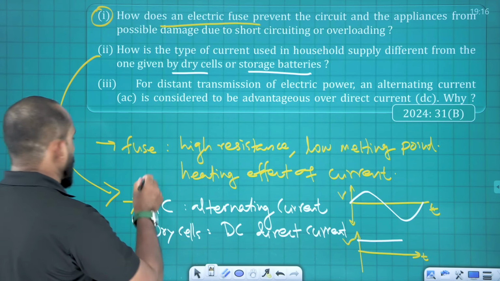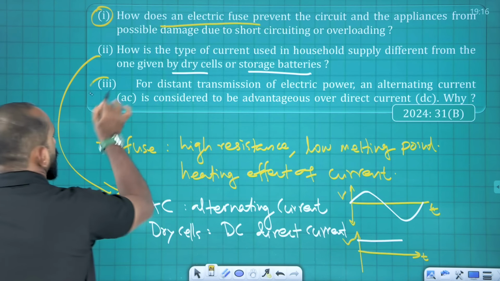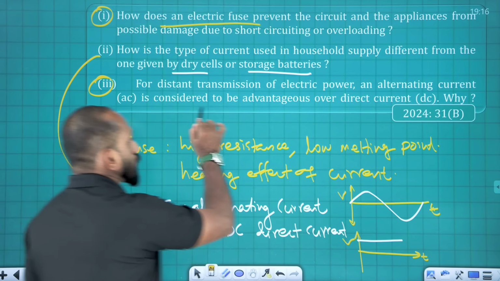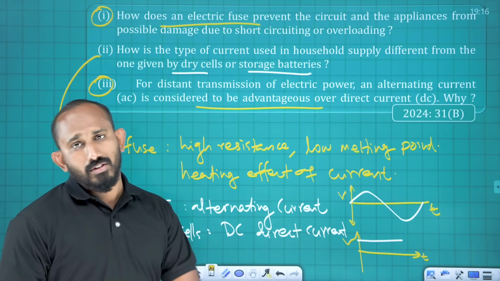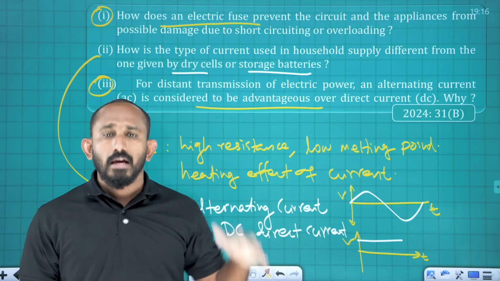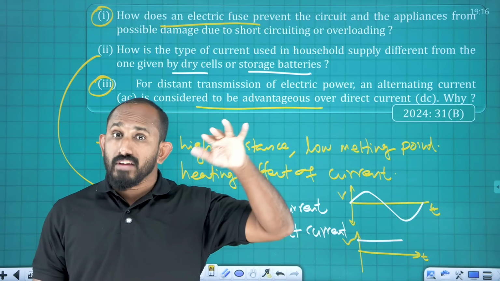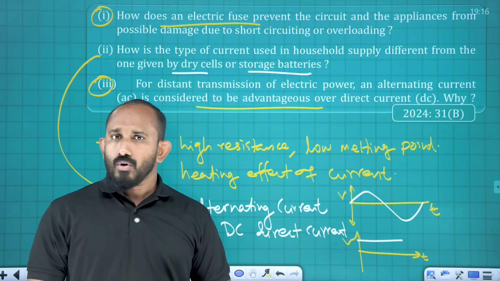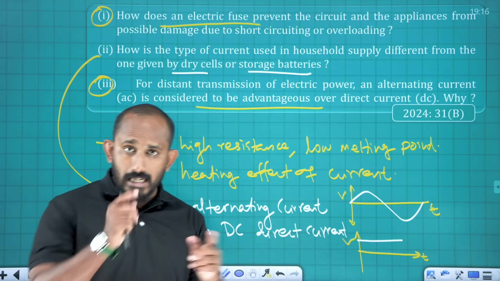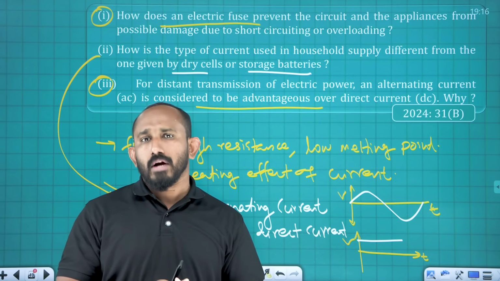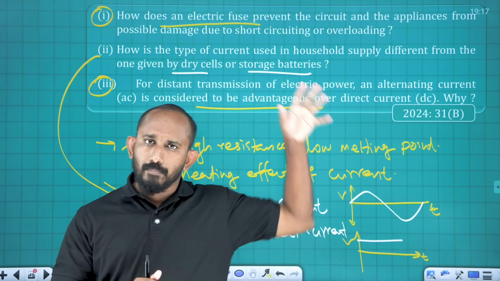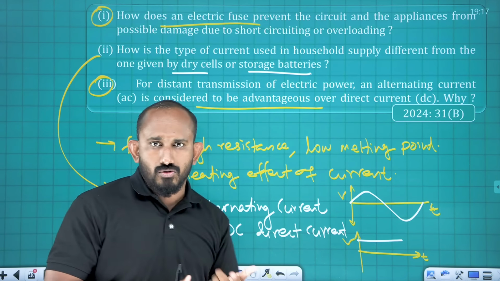In the third question you can apply that one. For distant transmission of electric power, alternating current is considered to be advantageous over direct current. Why is it? AC voltage can be increased to a high level by using a transformer. Hence, heat loss will be very least. DC voltage cannot be changed, it stays constant, so heat loss is very great in DC. Hence, AC is more advantageous for distant transmission. Hope you got it? Three parts of the question, 3 marks. Next question, let's check it.